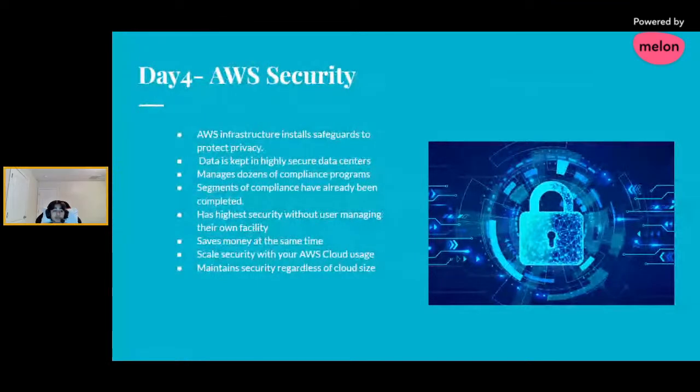Okay. Day 4 starts off with discussing AWS security. AWS infrastructure installs safeguards in order to protect privacy. Data is kept in highly secure data centers, and it manages dozens of compliance programs. Segments of this compliance have already been completed, and it has the highest security without the user actually managing their own facility. It saves money at the same time. You can scale your security with your AWS cloud usage, and the security is maintained regardless of the cloud size.